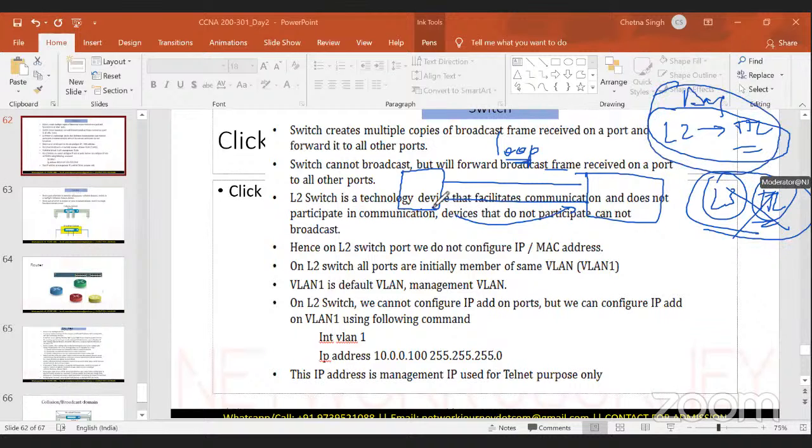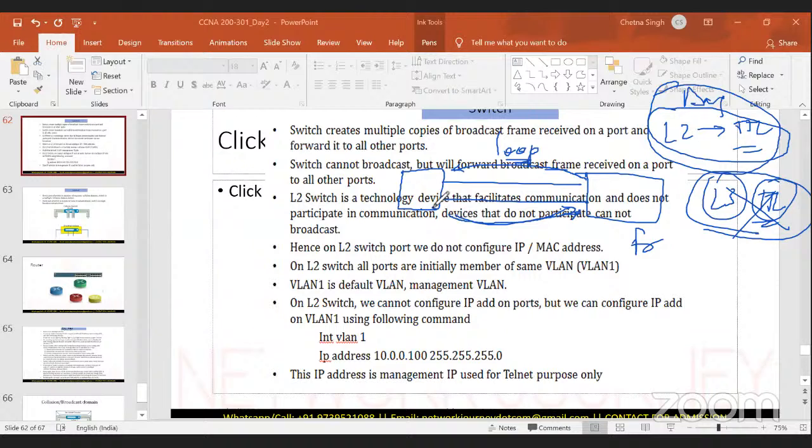Now the problem that occurs here is that the switch starts learning the MAC address very frequently. The learning of MAC addresses is very frequent because of the frames going in and out.